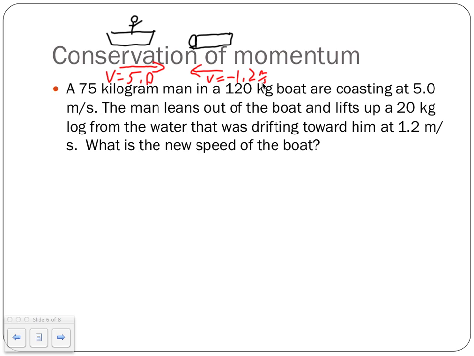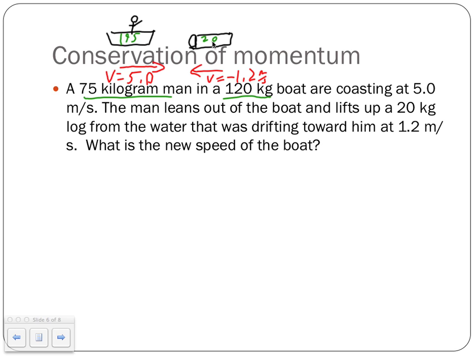Now, mass-wise, what we can say is we know that the mass of the boat is 120 kilograms. The mass of the man is 75 kilograms. But since they are traveling together, they're one object, they're both going 5.0, we can treat them as the same thing and say that instead we have a man-boat which is 195 kilograms for its mass, whereas the log is just 20 kilograms. All right, so this is our overall setup. Let's see if we can go ahead and solve.